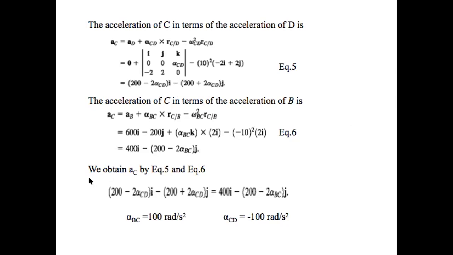We obtain AC by equation 5 and equation 6 because both are showing the AC. From this equation, we find alpha BC is 100 radians per second squared and alpha CD is negative 100 radians per second squared.